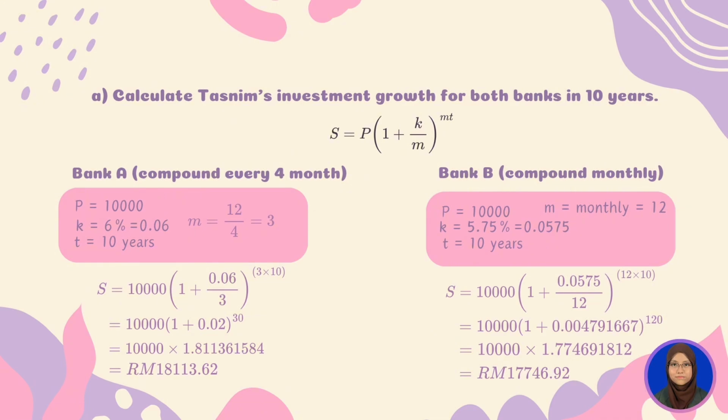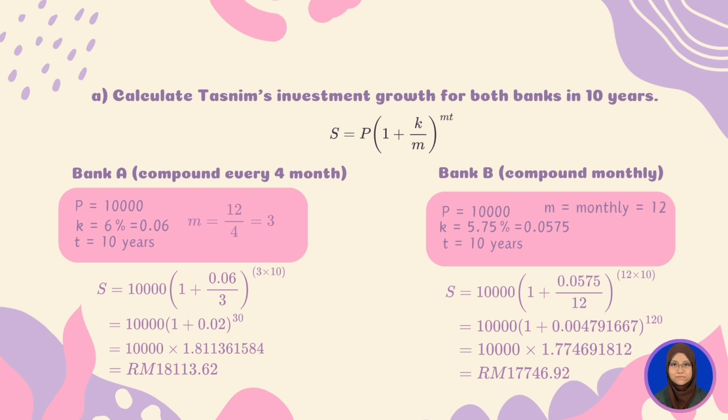Putting this into the formula, S equals 10,000 multiplied by 1 plus 0.06 divided by 3, and this is all raised to the power of 3 times 10 years. This simplifies to RM 10,000 multiplied by 1 plus 0.02 raised to the power of 30. Calculating the future value, 1 plus 0.02 raised to the power of 30 gives us 1.811361584. We then multiply RM 10,000 times 1.811361584.